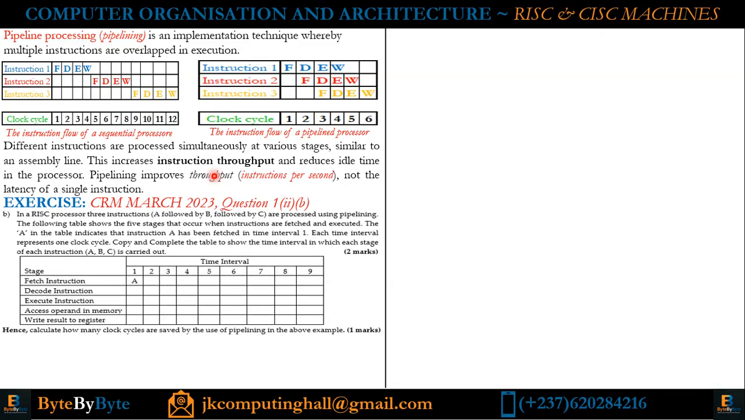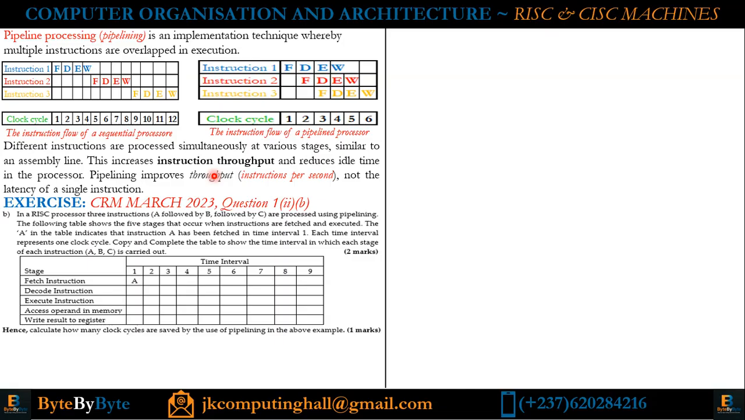Exercise. I think this is the first exercise we have for this chapter. Centre Regional Mock 2023, question 1 sub 2b. The question came just for 3 marks, but it is very important. In a RISC processor, 3 instructions A followed by B followed by C are processed using pipelining. The following table shows the 5 stages that occur when instructions are fetched and executed. The A in the table indicates that the instruction A has been fetched in time interval 1. Each time interval represents 1 clock cycle.